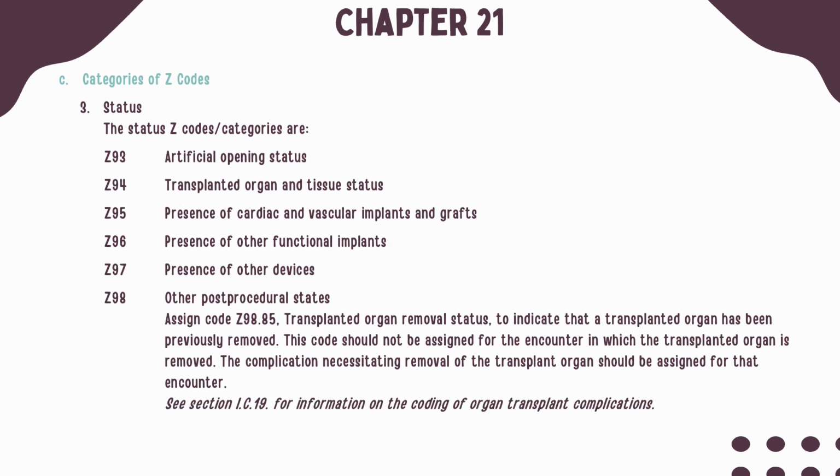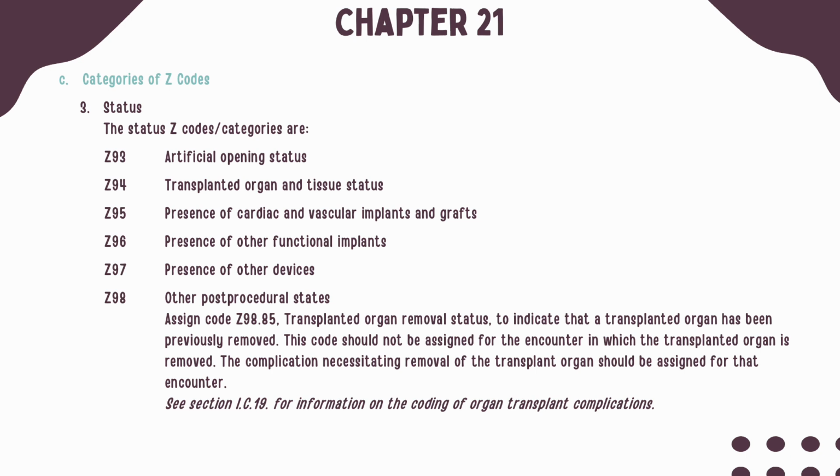Category Z93 is for use when a patient currently has an artificial opening, such as a tracheostomy, colostomy, or a cystostomy. Category Z94 is for use when a patient has had an organ transplanted. Category Z95 is for use when a patient currently has a cardiac or vascular implant or graft, such as a pacemaker or prosthetic heart valve. And category Z96 is for use when the patient has an implant, such as a cochlear implant, artificial joints, or a brain neurostimulator. Category Z97 should be used when the patient has a presence of a prosthetic device, such as an artificial eye, artificial limb, or external hearing aids.